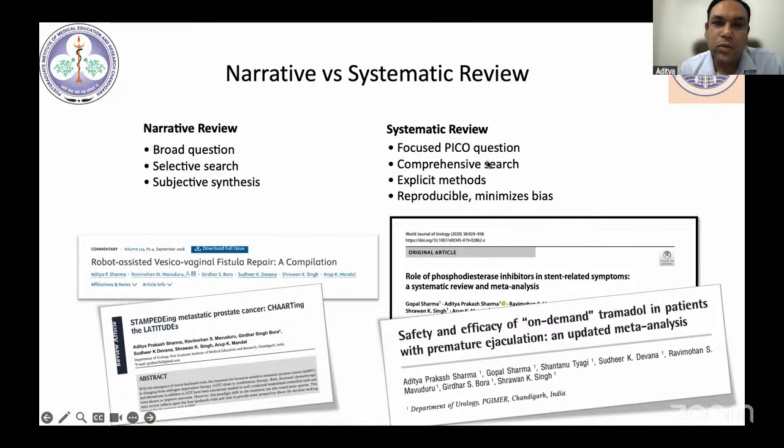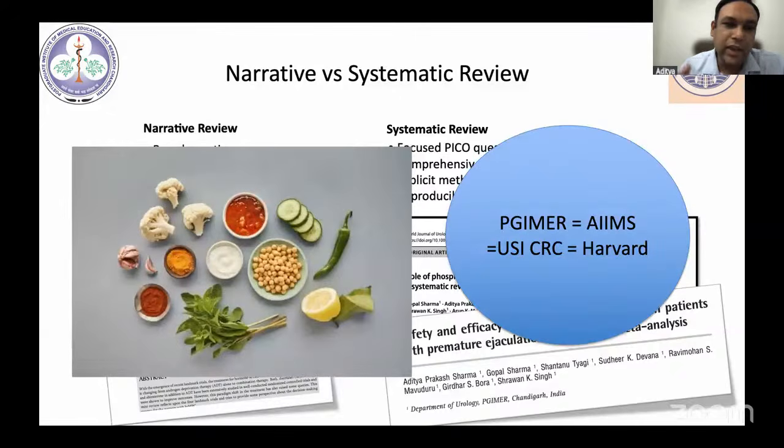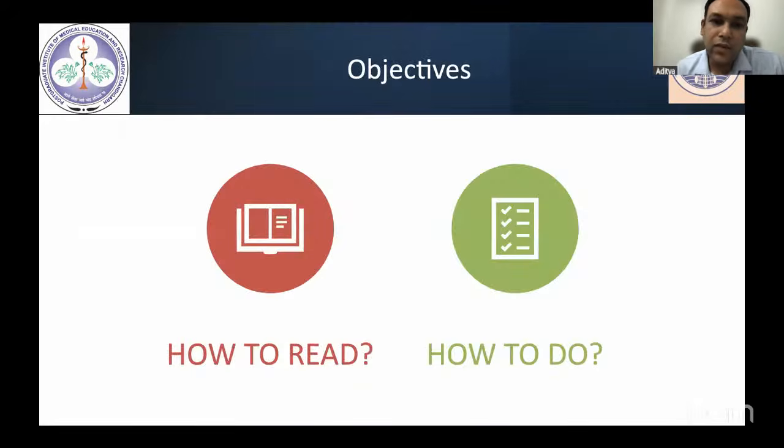A systematic review, on the contrary, gives you, after a comprehensive search, explicit methods which are reproducible. If I want to create a hummus, the ingredients are going to be the same, and if you are using them in the same proportion, whether at PGI, AIIMS New Delhi, MPUH, USI, CRC, or Harvard, you are going to get the same results and the same outcomes. So the objectives of this particular talk are twofold.